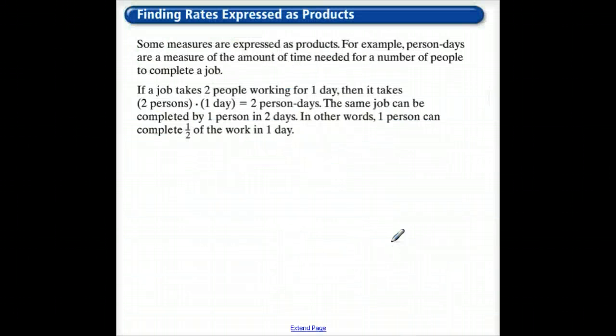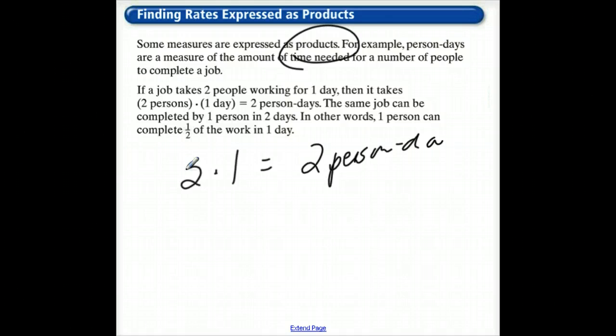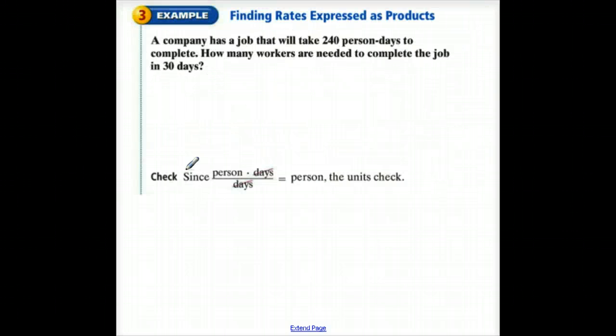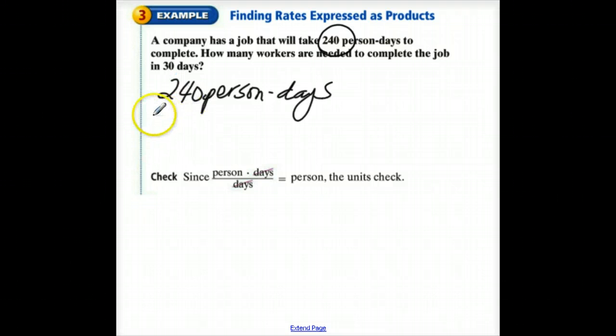All right, last example. Some measures are expressed as products. For example, person days are a measure of the amount of time needed for a number of people to complete a job. So if a job takes 2 people working for 1 day, then it takes 2 people times 1 day, or we call them 2 person days. We're going to use this to solve a problem. A company has a job that will take 240 person days. 240 person days is our unit label to complete. How many workers are needed to complete the job in 30 days?